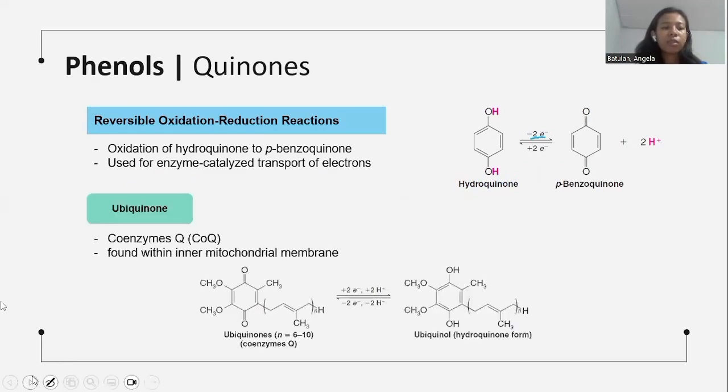An example ng organic compound na nag-undergo ng ganitong reaction is yung ubiquinone, which is known as coenzyme Q or CoQ. So they are found within the inner mitochondrial membrane. So, ayan, kapag na-oxidize siya, magiging ubiquinol yung hydroquinone. Tapos, kapag na-reduce siya, babalik siya sa ubiquinone.